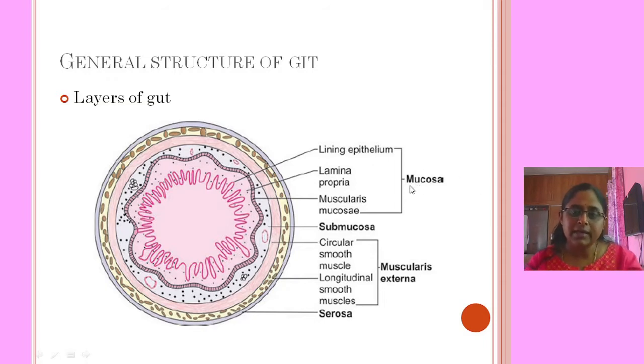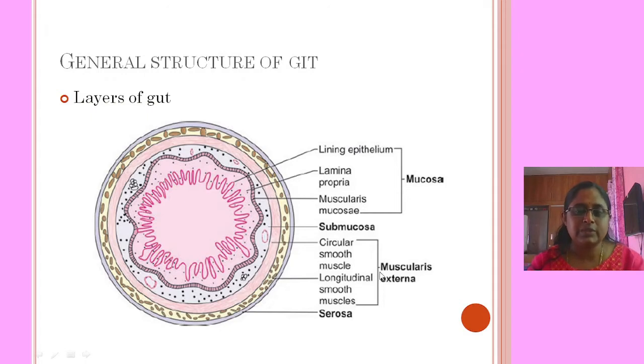The mucosa is again divided into three different layers: the epithelial lining, the lamina propria, and the muscularis mucosae. These are the three subdivisions of the mucosa. Then the submucosa. If we move on to the muscularis externa, it is divided into two different regions: a circular inner smooth muscle layer and a longitudinal outer smooth muscle layer.